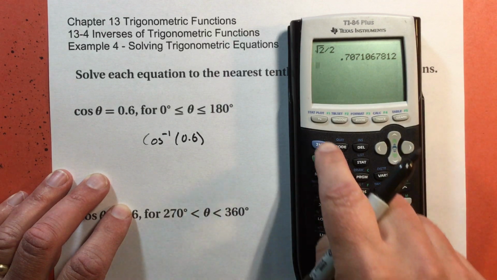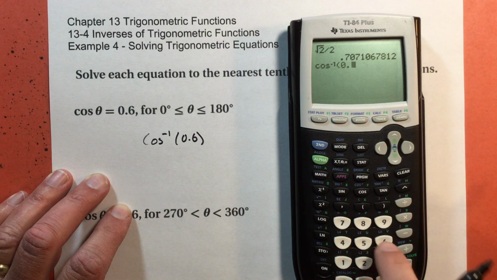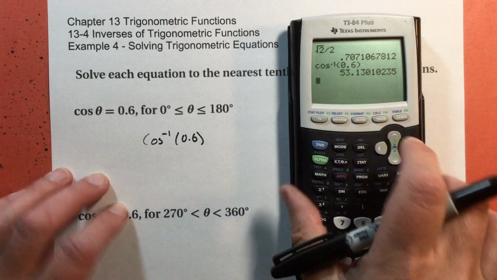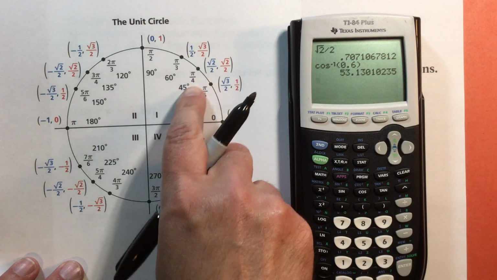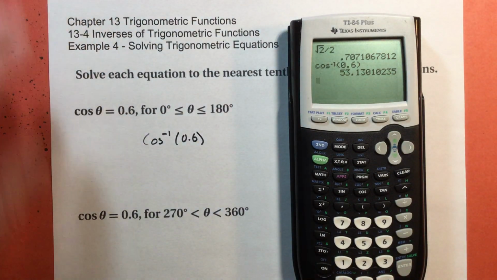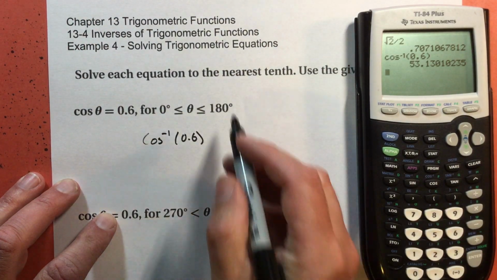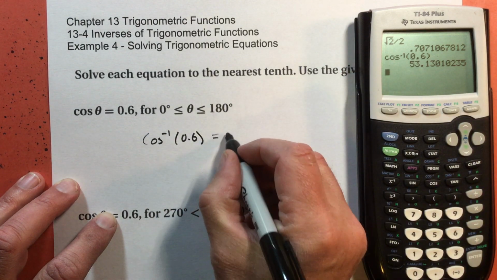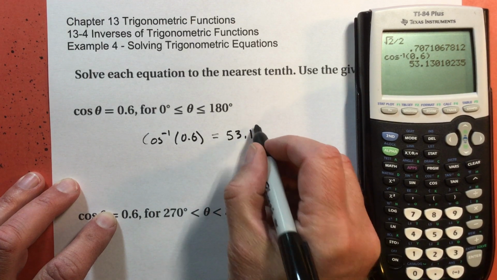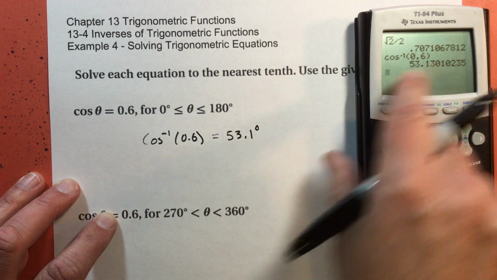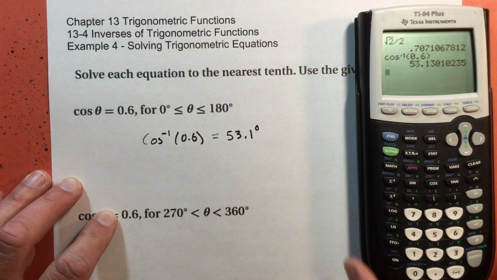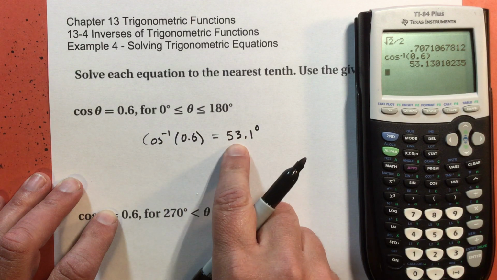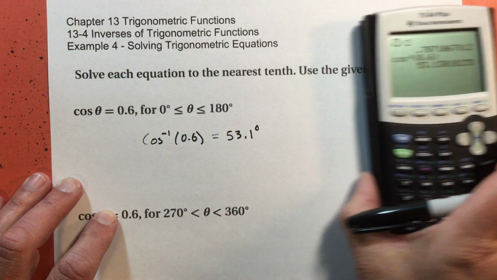Grab that on my calculator. Second cosine 0.6, close my parentheses, and I get 53 degrees. By the way, I like to point out that's between 45 and 60. I'm just going to round off to the nearest tenth, so I'm going to do 53.1. The next digit, the 3, brings it down. Now, is 53.1 bigger than 0? Yes, it is. Is 53.1 less than 180? Yes, it is.